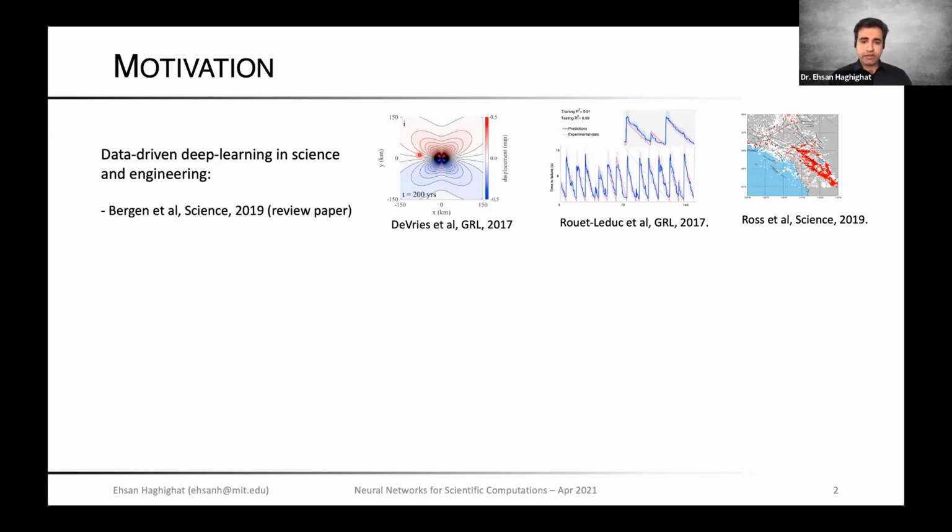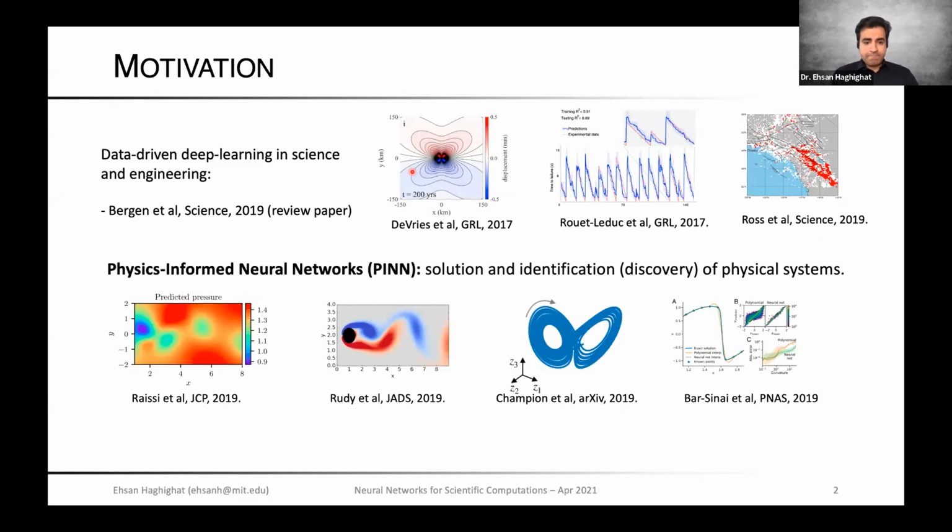Some groups started using it as a representation for simulations from finite elements. So you have a set of finite element simulations, then you want to replace it with a neural network so that it can be evaluated very fast. A set of very recent works are trying to use neural networks and data-driven tools to invert partial differential equations governing the systems. And the most important one that caught our attention and a lot of others is the work by Raissi, Perdikaris, and Karniadakis, who introduced the concept of the physics-informed neural network.